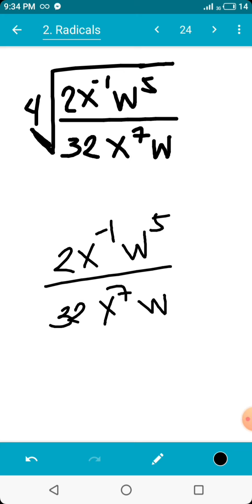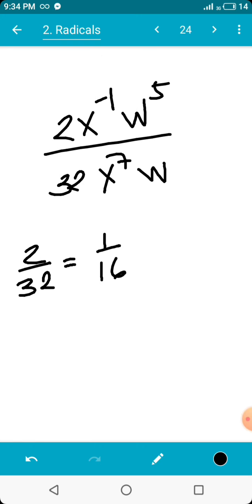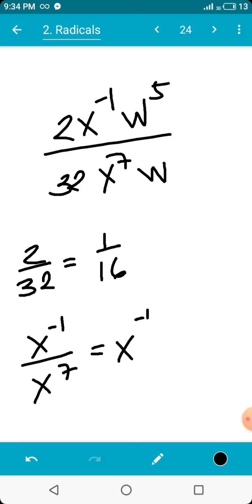Alright? So, i-simplify natin to gamit yung rules ng exponent. So, una, i-simplify muna natin yung number. So, we have here 2 over 32. And to simplify that, that is 1 over 16. Right? And then next naman is yung x. So, we have here x raised to 1 over x raised to 7. And yung rule dito, diba, ima-minus lang natin yung kanilang exponent. So, 1 minus 7, that is simply x raised to negative 8.